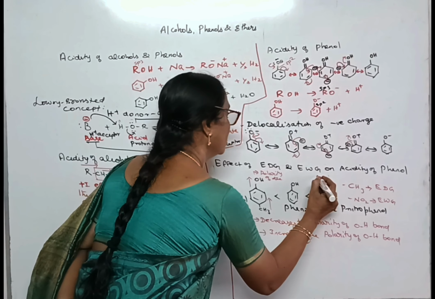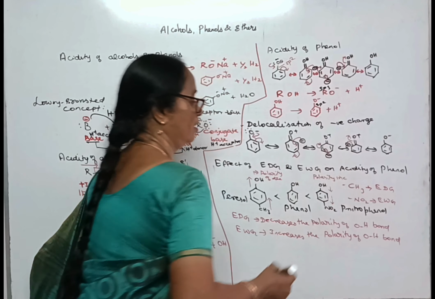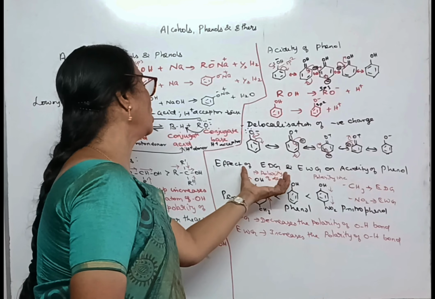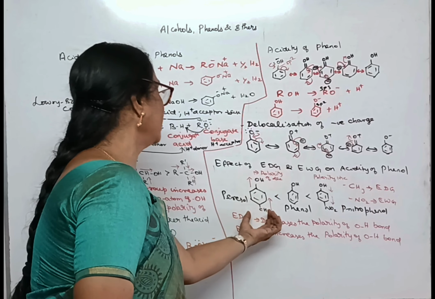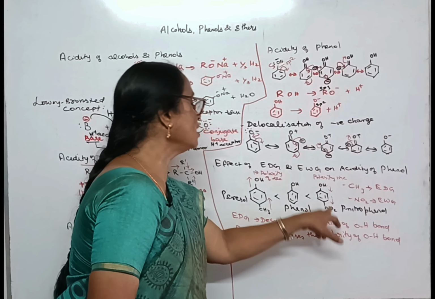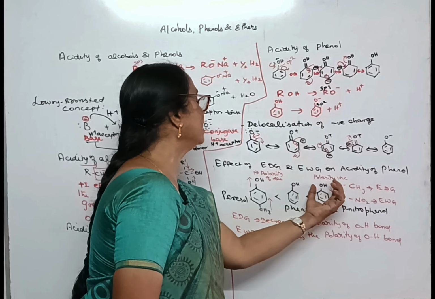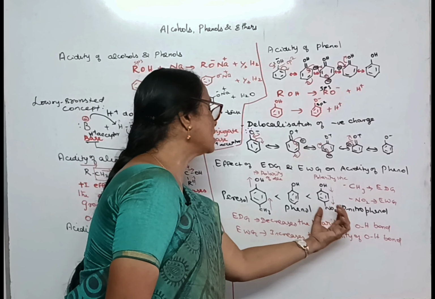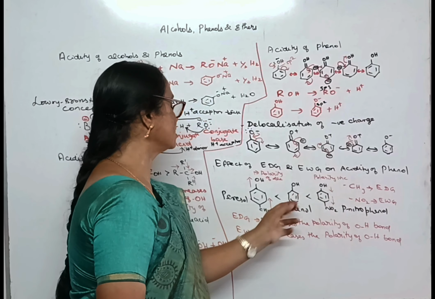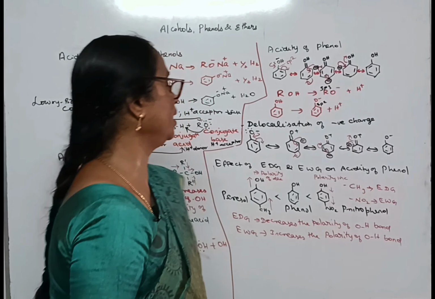So here polarity increases. In general, electron donating groups decrease the polarity of the OH bond, and hence those are weaker acids than phenol. But the electron withdrawing group present in phenol increases the acidic character of phenol. Therefore, electron withdrawing substituted groups behave as stronger acids than phenol. All alkyl groups are electron donating groups.